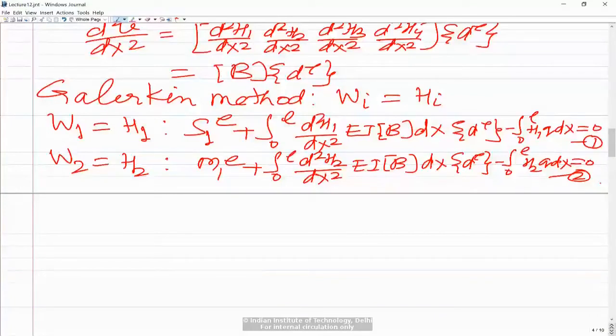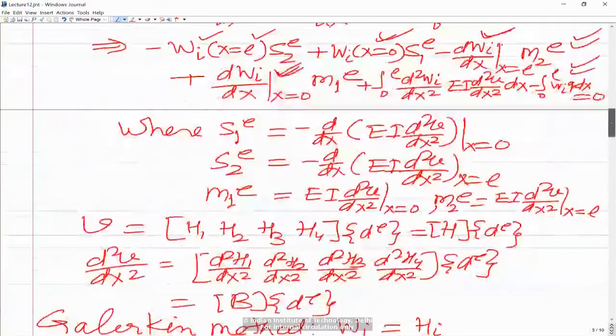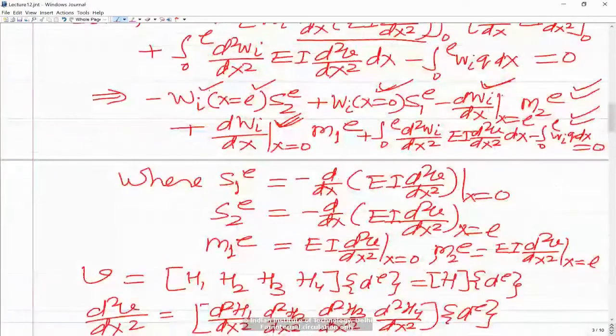then now you go for w3, the third weight function, which will be h3. And now, as you know, as per the properties of this Hermite interpolation function, h3 is 0 at node 1 and unity at node 2, and its derivatives are 0 at both the nodes. So this term is going to be non-zero, because w is h3 and h3 is unity at the second node, and these terms will basically be 0.